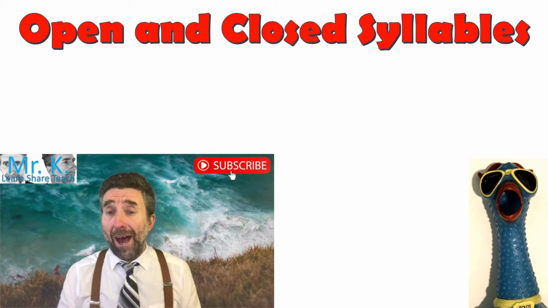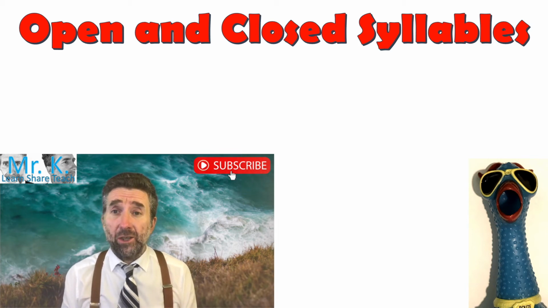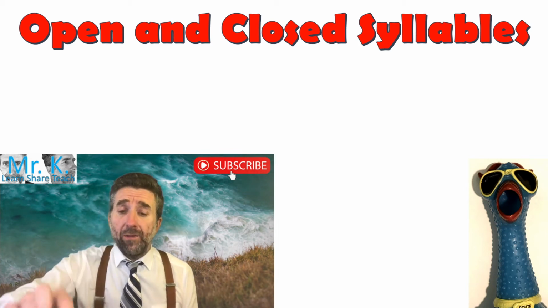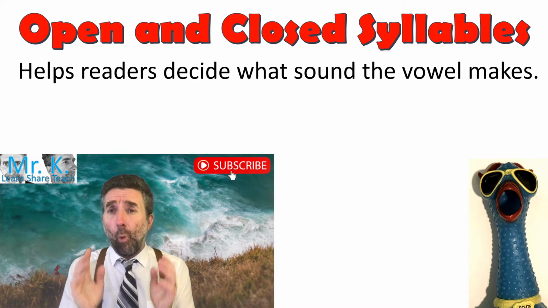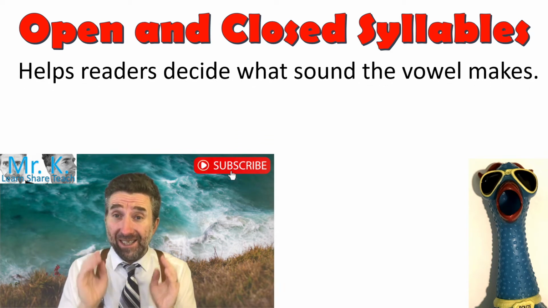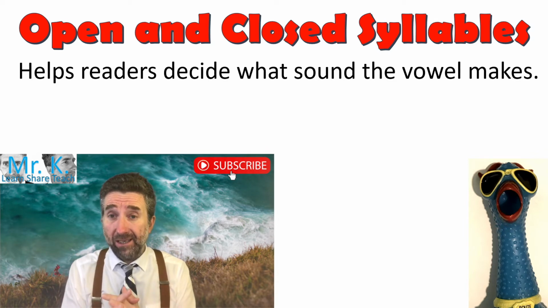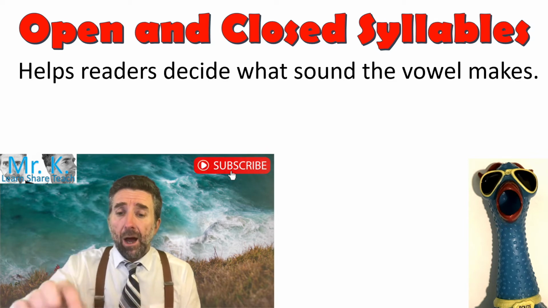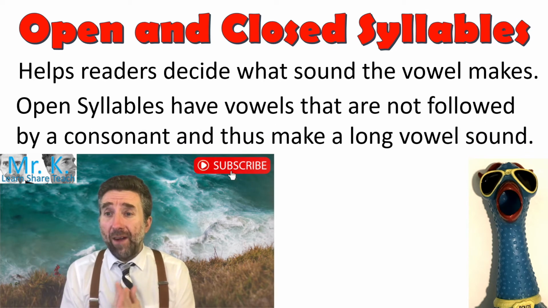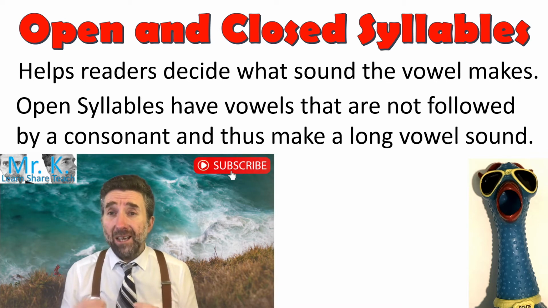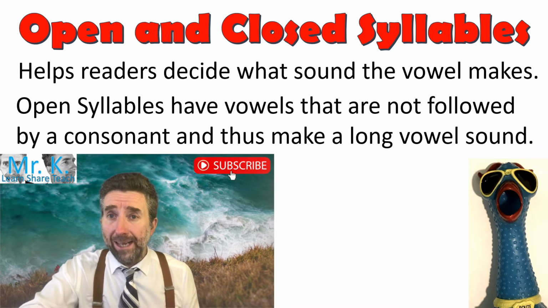Okay, let's talk about our first rule, which is called open and closed syllables. Now, this rule is particularly important because it will help readers decide what sound the vowel in a syllable makes. So this is very important. So, an open syllable, what is it? Well, an open syllable is a vowel that is not followed by a consonant and thus makes its long vowel sound. So, let's get an example up on the board next to me.